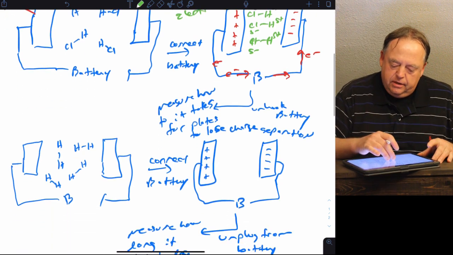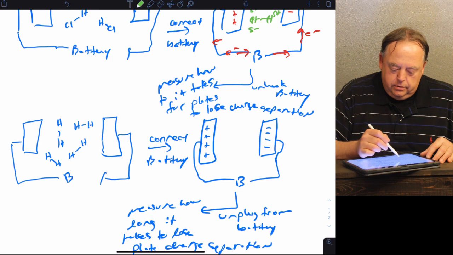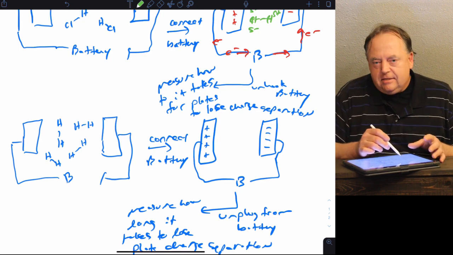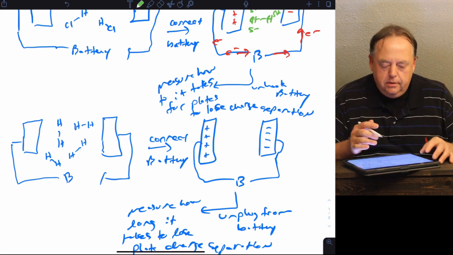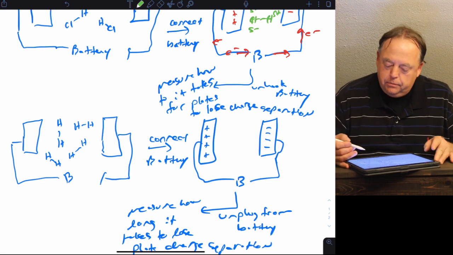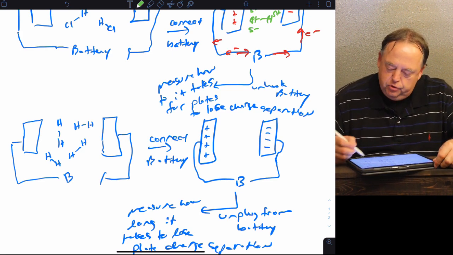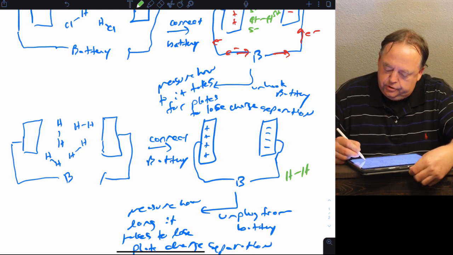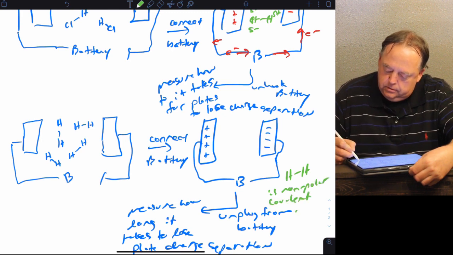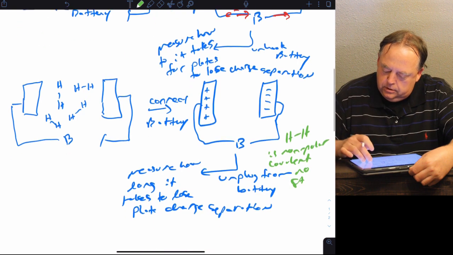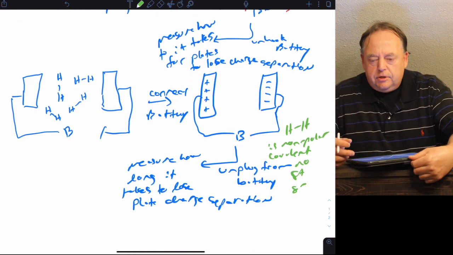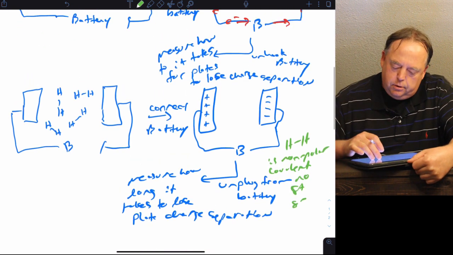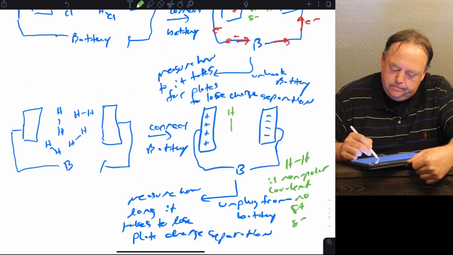And then if we did the same thing for H2 molecules, H2 is a gas as well, so they would be orientated randomly. And then when you hooked up the plates, would you expect H2 molecules to be orientated with the plate? And the answer is no, because H2 is nonpolar covalent. So no atoms are partial positive or partial negative, so nothing's going to be attracted to the plate. So the H2 molecules will still be random.